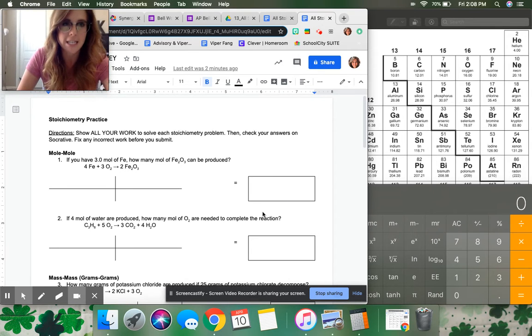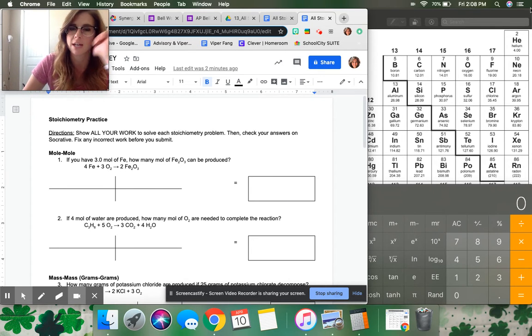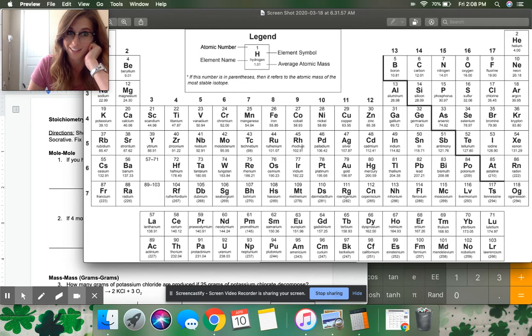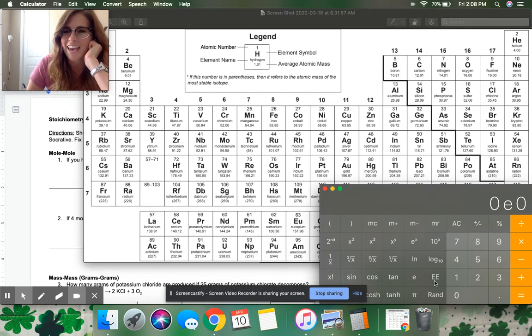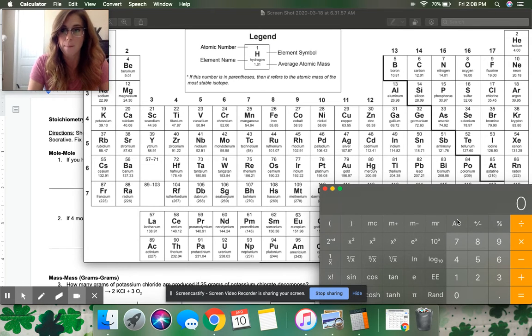So you can see on my screen that what I have open right now is a periodic table. You're going to need that. And I also have a calculator open as well. You're going to need a calculator. Ideally, I like to have a real one in my hands. I just think it's easier. But you can have your computer calculator open as well.